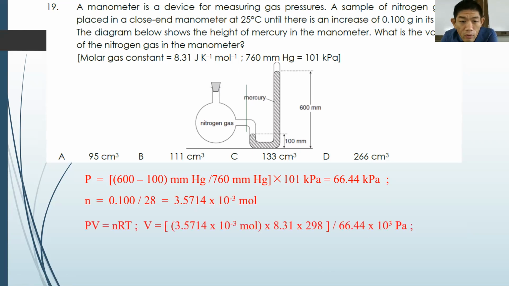Then you apply PV equals nRT, where V is equal to 3.5714 times 10 power negative 3 times 8.31 times 298 divided by 66.4 times 10 power of 3 Pascal. Press your calculator, you get your volume is equal to 1.33 times 10 power negative 4, or simply 133 centimeter cube. So the best answer here is C. This is how we calculate question number 19.